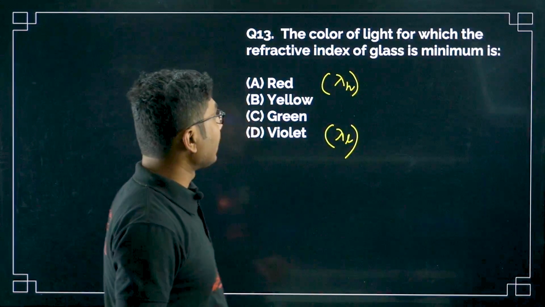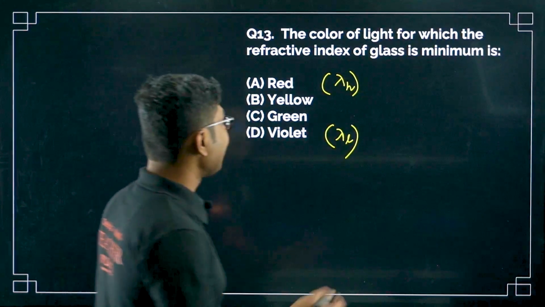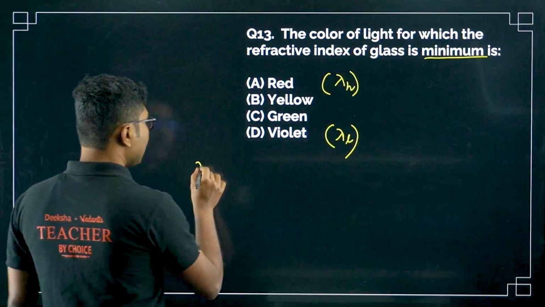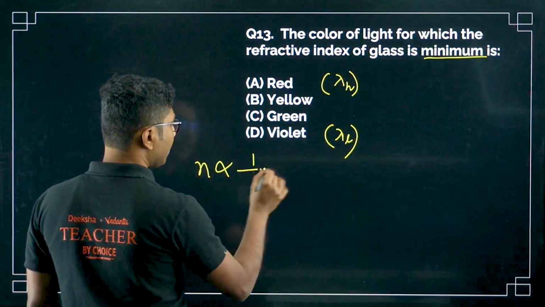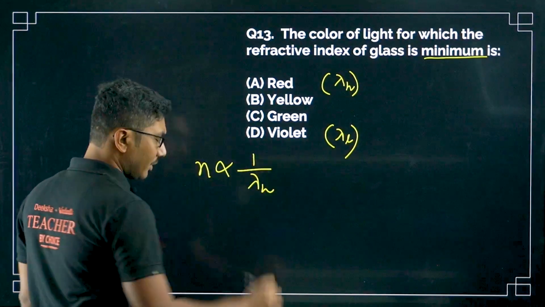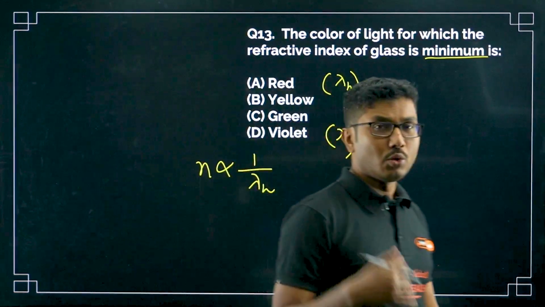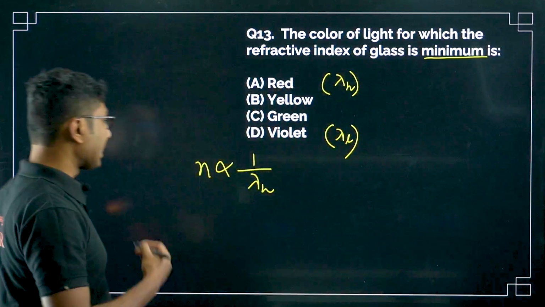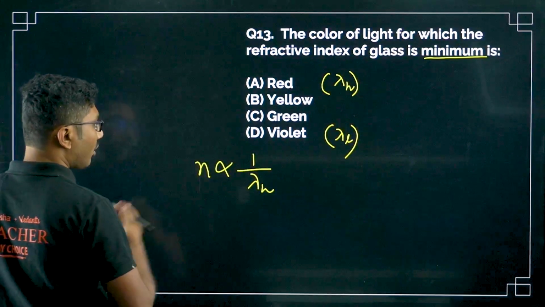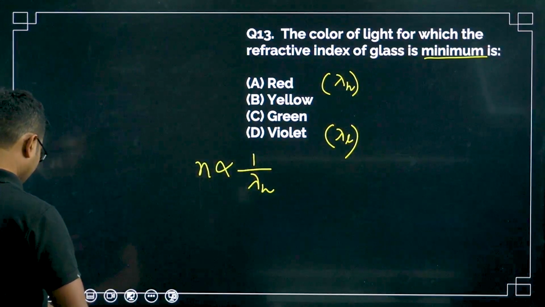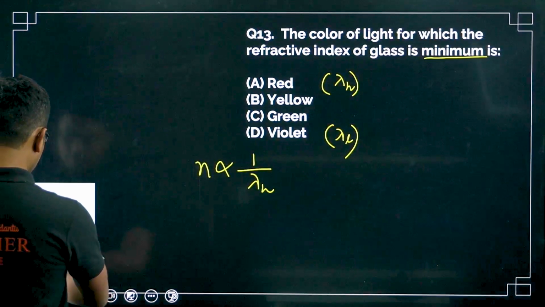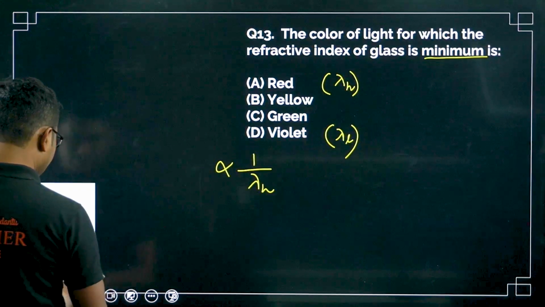So the question is, refractive index is minimum. Now the refractive index of a medium is basically inversely proportional to wavelength. Higher the wavelength, lower is the refractive index. How do you represent refractive index? You can represent it using mu or n. In some books they represent refractive index using mu, and in some books they use n.